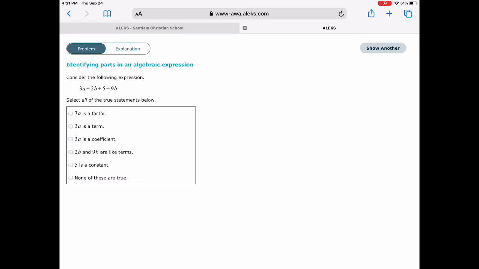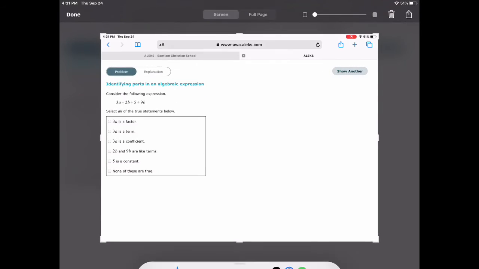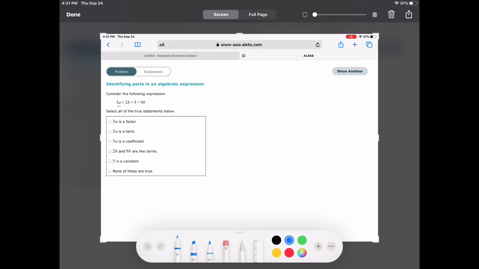Identifying parts in an algebraic expression. Now we're just using some vocabulary. Okay, so select all of the statements below that are true. Is 3a a factor of this? No, factors are multiplication, and 3a is definitely something that's being added to the rest of this. 3a is a term. Yes, it is.